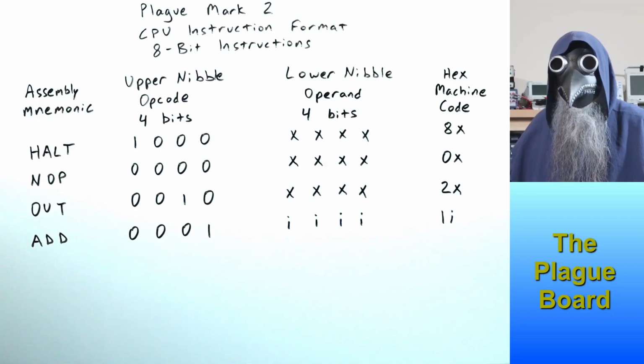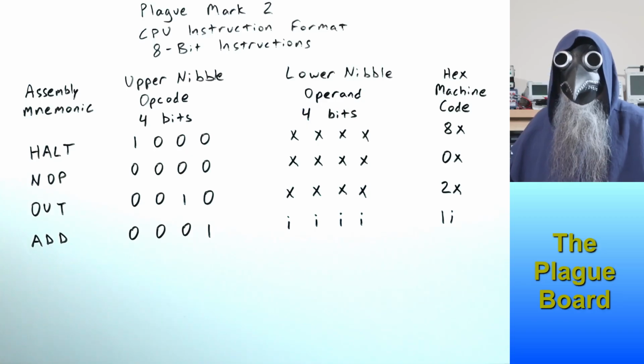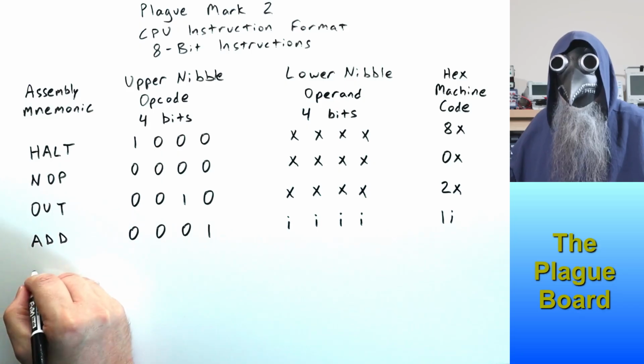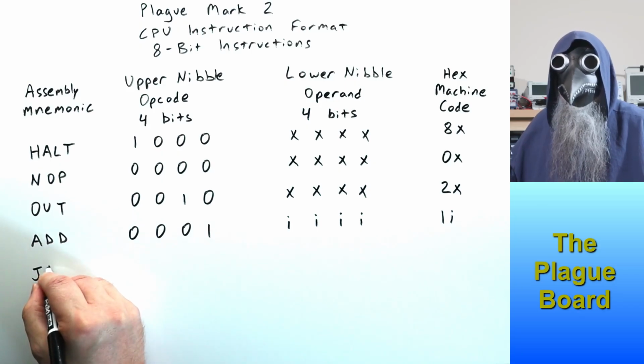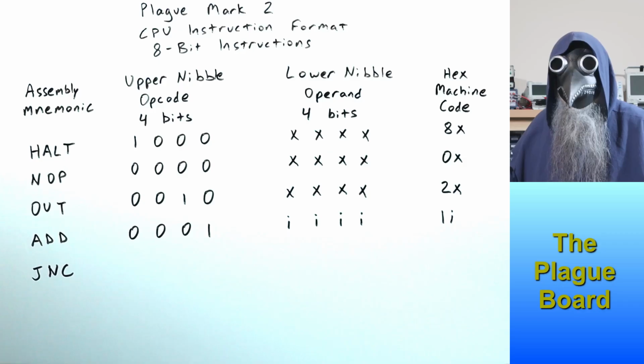Now, for the last part of this video, I want to add one more instruction. Since this CPU can now do a little bit of math, I want to create a conditional jump. For the condition, I'll use the carry flag, which is stored in the register IC. When this new instruction is executed, I want a jump to occur only if the carry flag is not set. I'll call this instruction jump if not carry, and I'll abbreviate that as JNC.